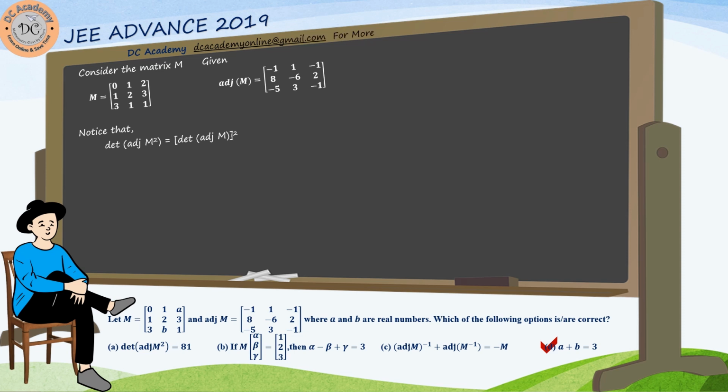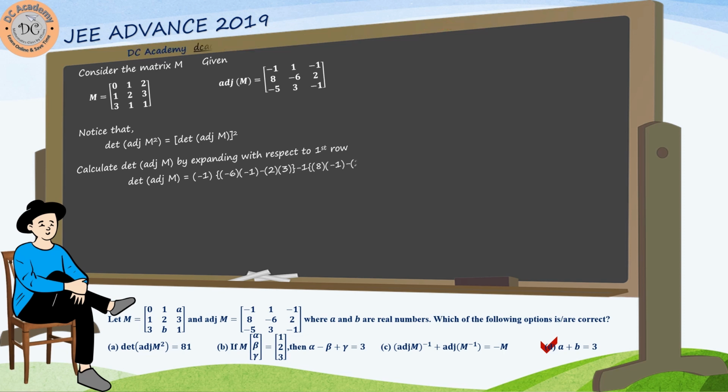This is the property. And now, determinant of adjoint M. We know that determinant of adjoint M can be calculated by expanding that adjoint M matrix with respect to the first row. If I expand it, determinant of adjoint M will be minus 1 multiplied by minus 6 into minus 1 inside the bracket, 2 into 3 with a minus sign, minus 1 into 8 into minus 1, 2 into minus 5. That's a very basic step to calculate the determinant. Let's go ahead and take that minus 1 element. So it will be 8 into 3 minus 6 minus 5.